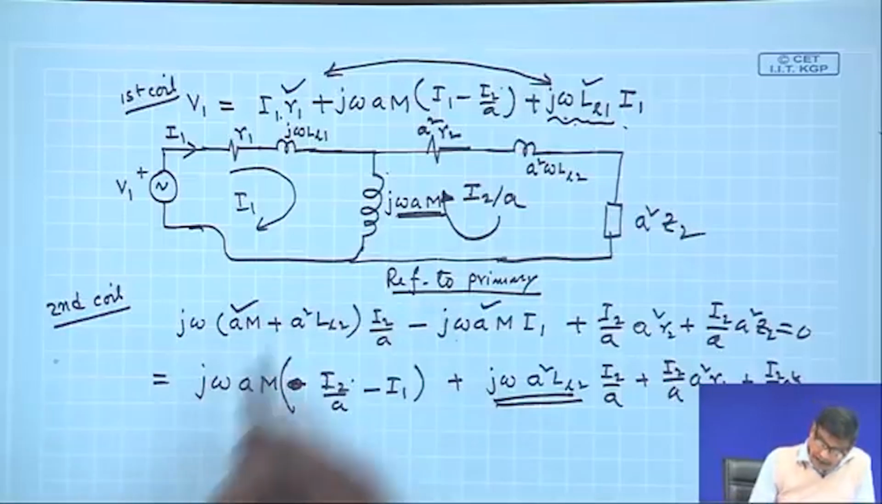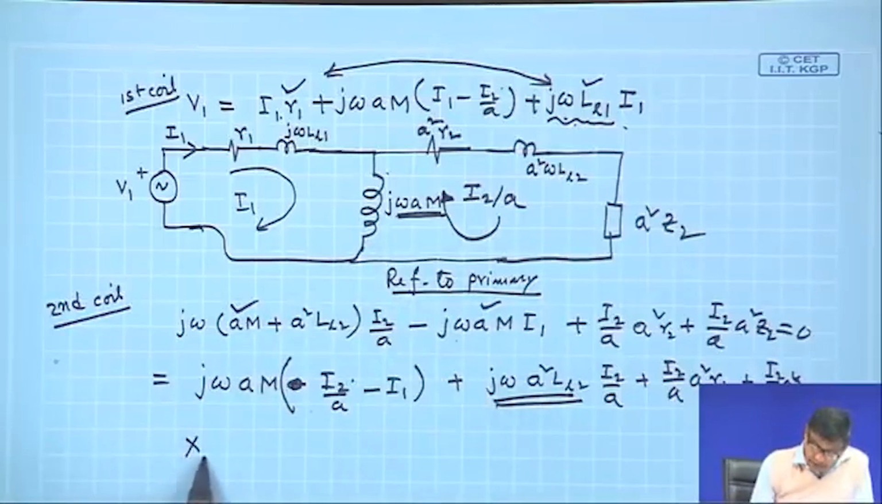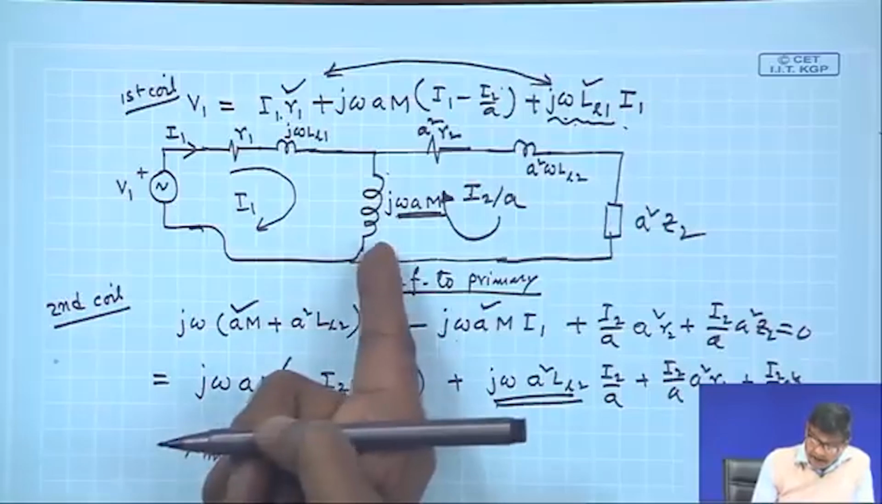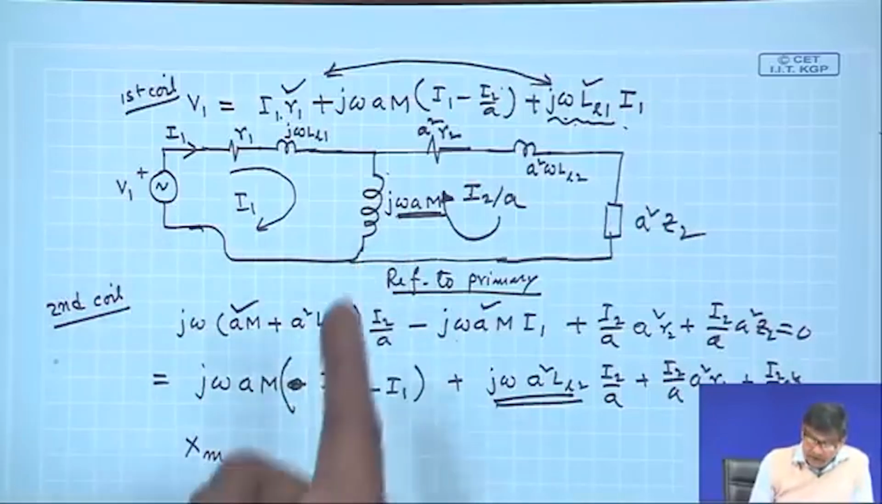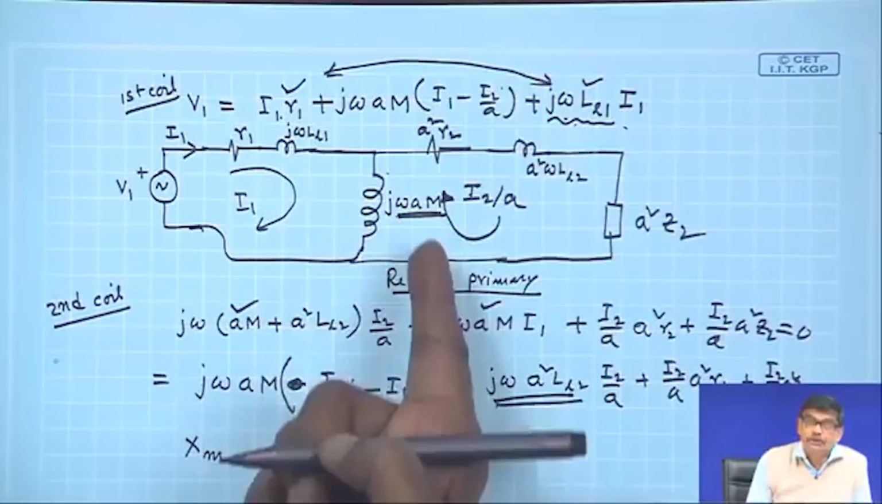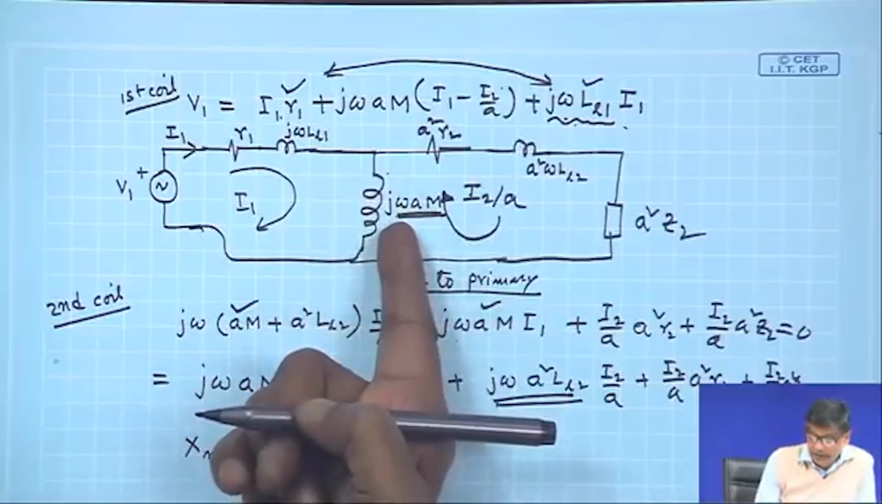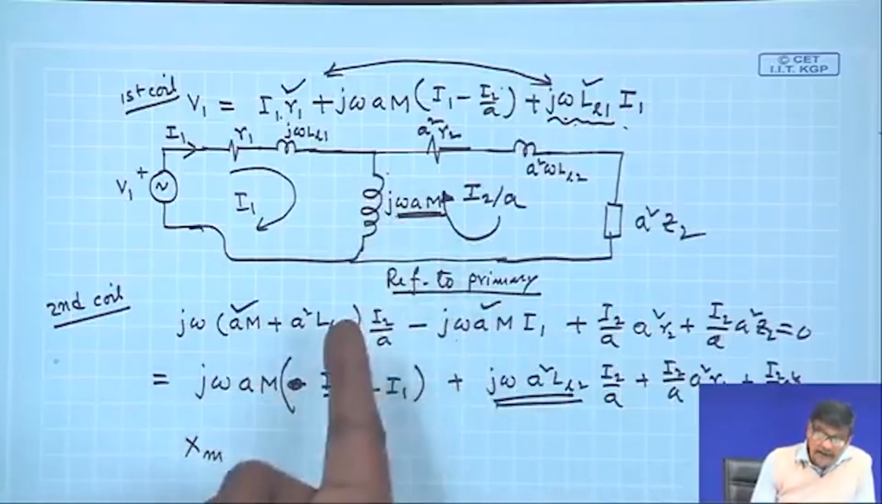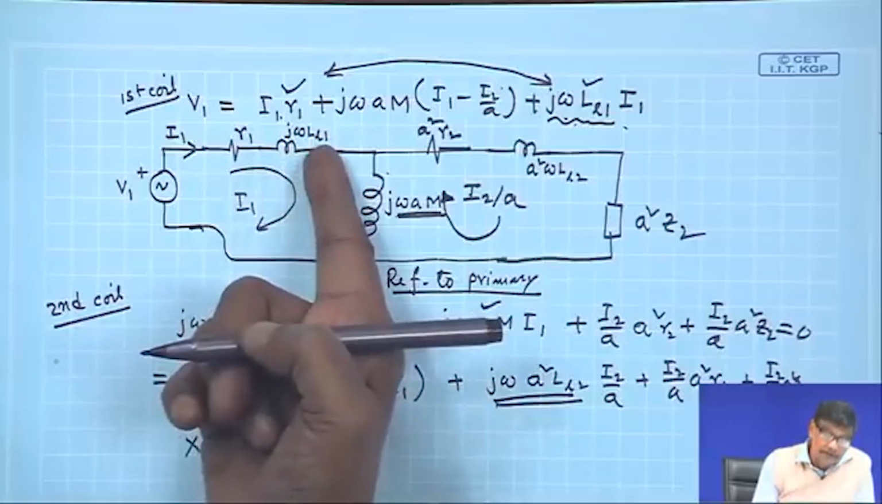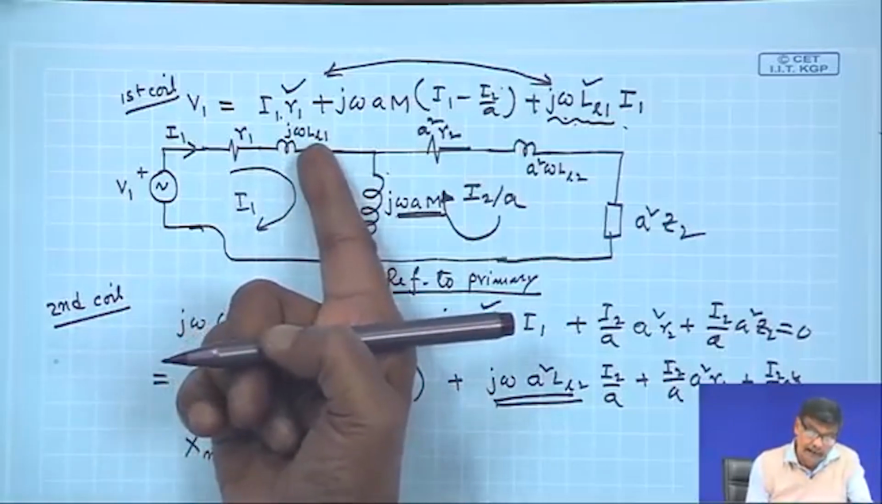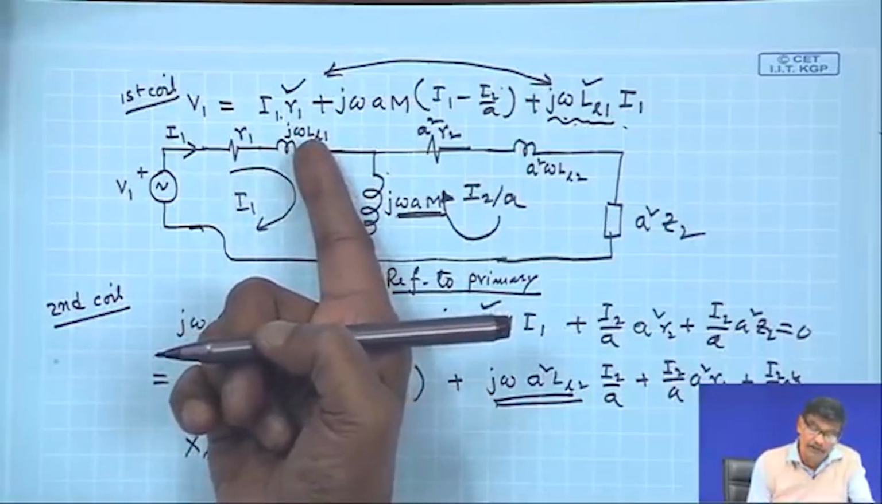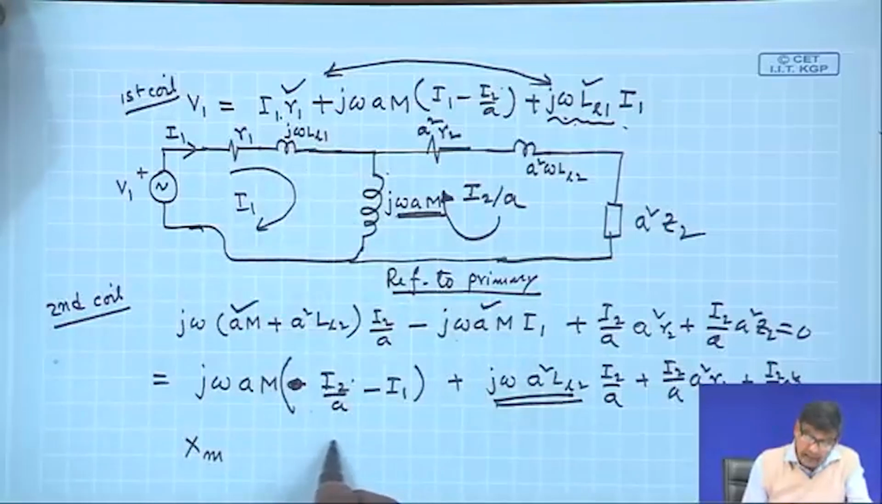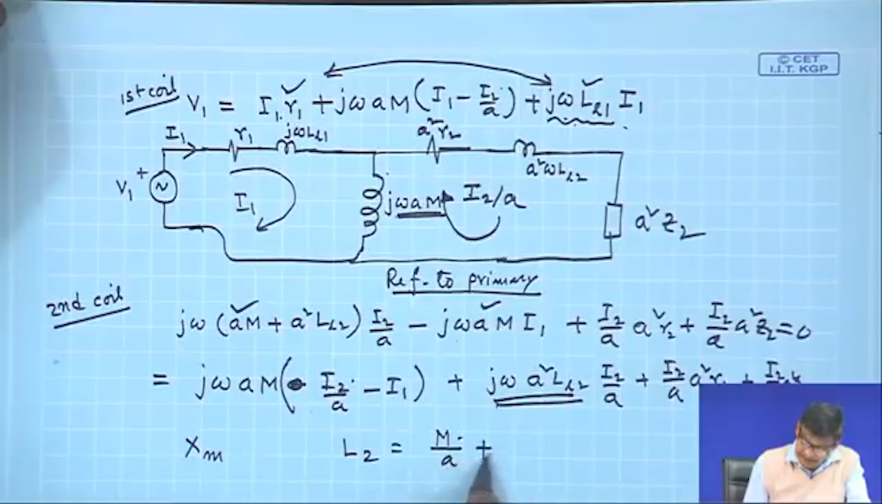For example, the magnetizing reactance X m, whatever is drawn, referred to the primary, is not m, it is A into m multiplied by j omega. The leakage inductance L L 1, whatever is coming, we have found out how it is related, that is, you recall L 2 is equal to m by A plus L L 2. So, L L 2 is nothing but the difference of these two numbers.